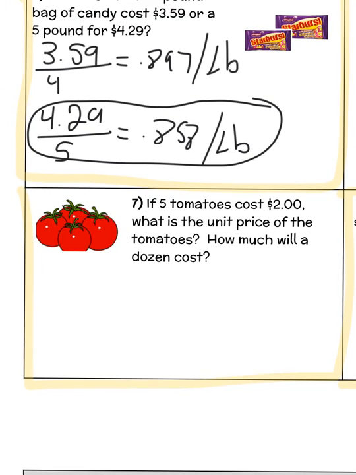All right, let's look at number 7. If 5 tomatoes cost $2, what is the unit price of the tomatoes? How much will a dozen cost? So let's focus on the first part of this question first, which is, if 5 tomatoes cost $2, what is the unit price? So we'll take the amount that the tomatoes cost, which is $2. We'll divide it by 5 tomatoes. This equals $2 divided by 5 tomatoes is 0.4 or 40 cents per tomato.